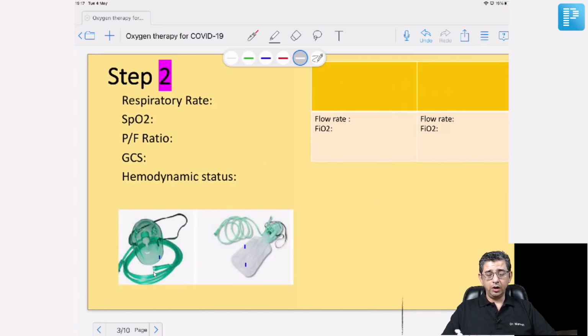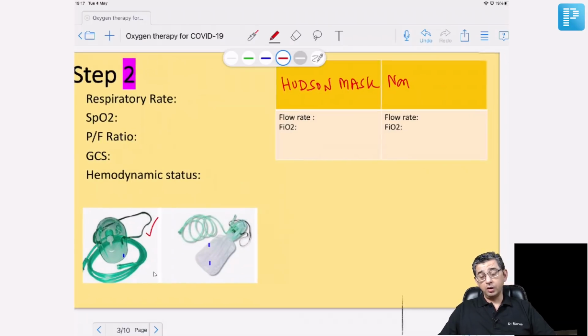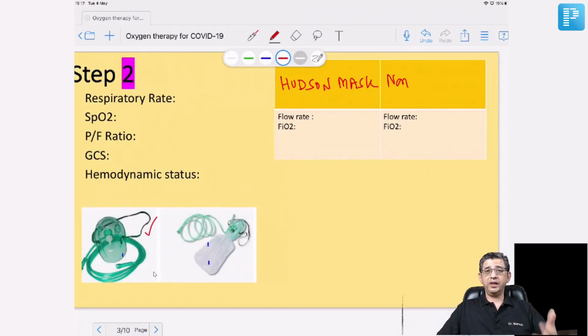Now in step 2 there are 2 ways by which you can handle your patient. One way is the standard method, that you can be using the Hudson mask, the standard oxygen mask that you can see at the moment, or in place of that you could be using a non-rebreather mask. And for both the exam perspective as well as just refreshing our knowledge, we have to remember the flow rates that we'll be giving here and the FiO2 that can be generated.